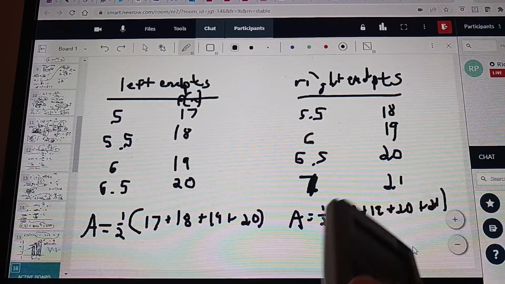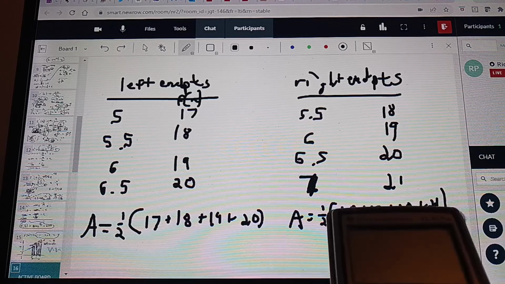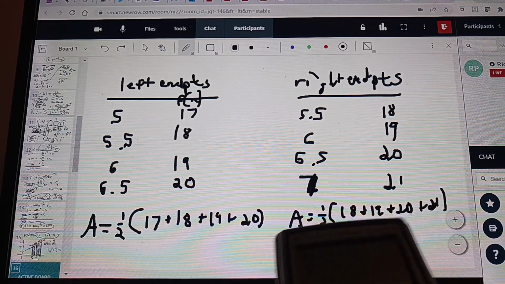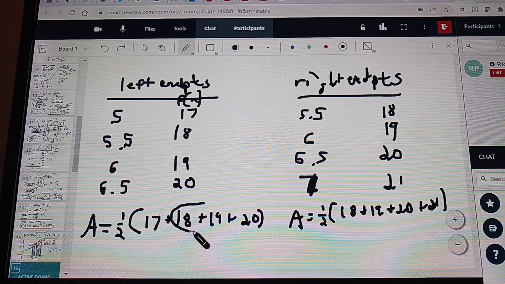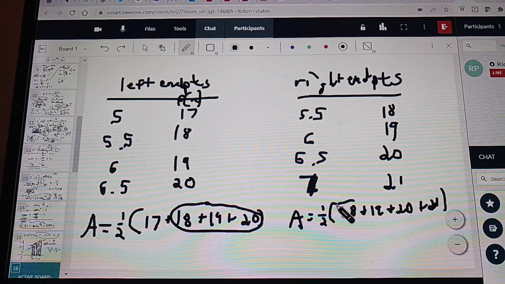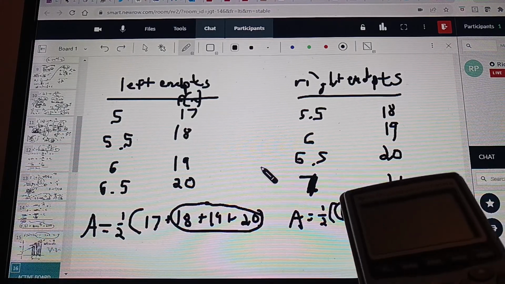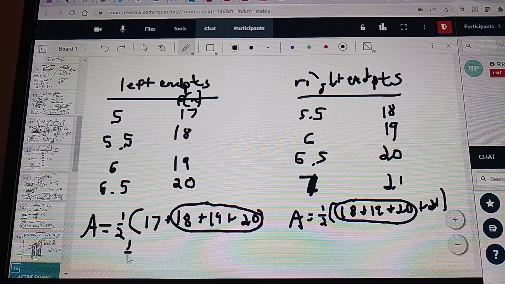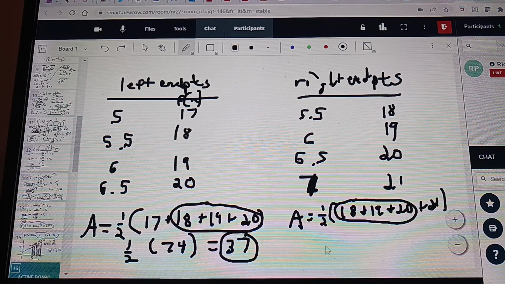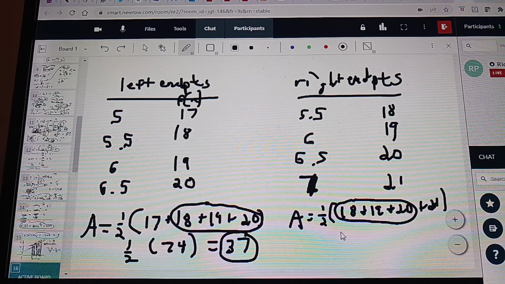So we can add 18 plus 19 plus 20. 18 plus 19 plus 20 is 57. This is 57 right here. And this is 57. They always have those shared parts. Then 57 plus 17 is 74. Half of 74 is 37. But this one's going to be the 57 plus 21, which is 78. So this one's half of 78, which is 39.